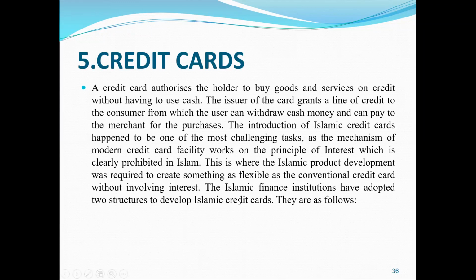So that's why we're gonna use two types of credit cards by Islamic banks. One is the Ujra-based credit card. The other one is the Tavaruk-based credit card. I'm gonna explain what the Ujra-based and the Tavaruk are. But both of these do not involve the interest rate.